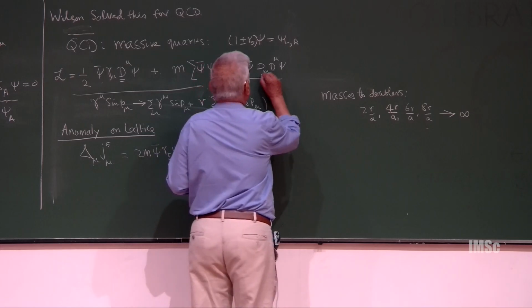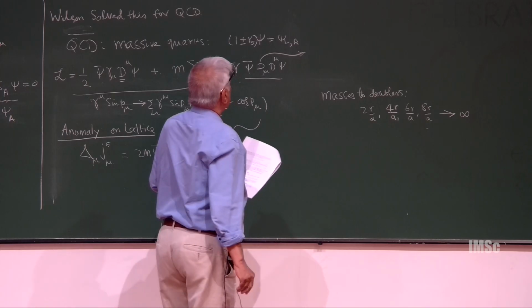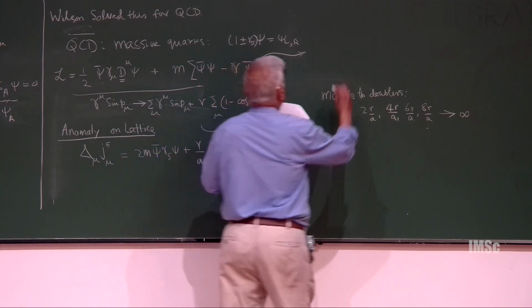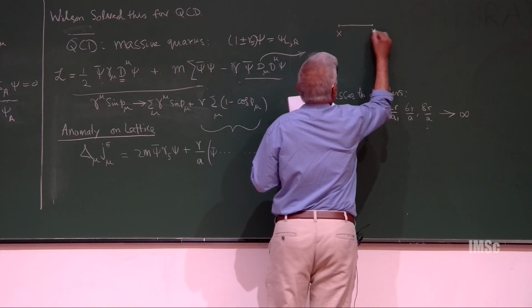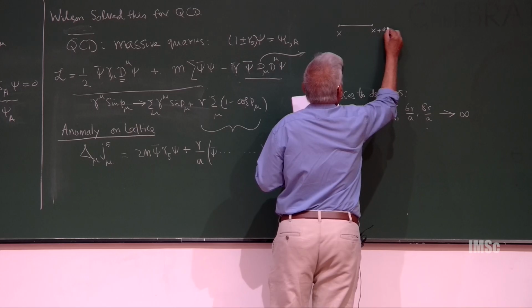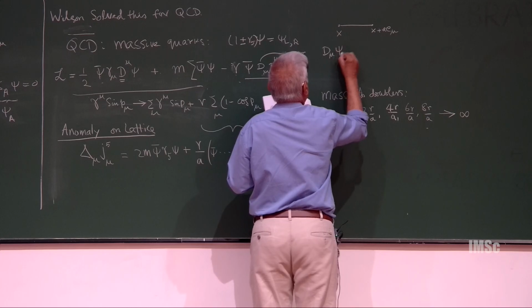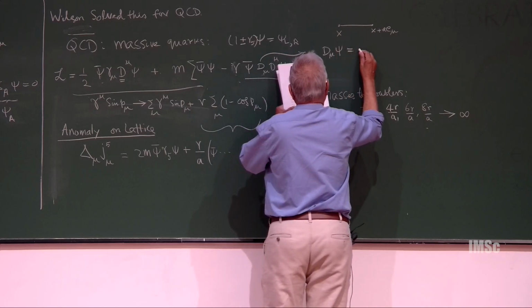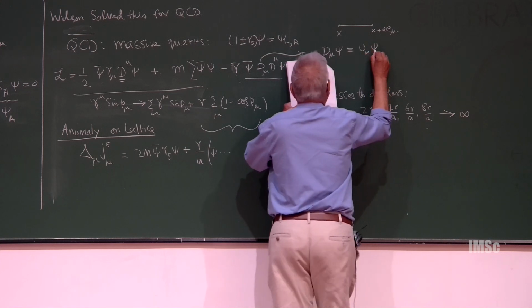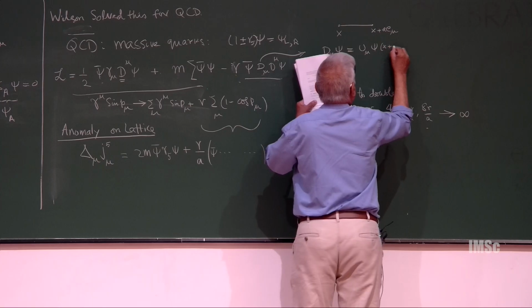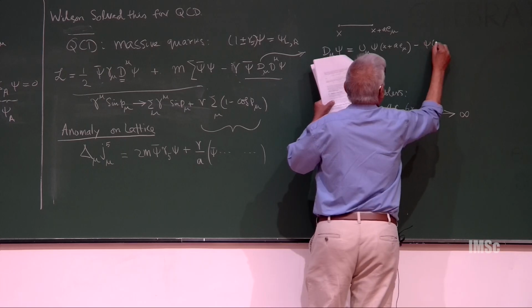and I must clarify what this d mu is in the Wilson mass term. So if you take an x and a neighboring point, d mu of psi is U mu psi of x plus a e mu minus psi of x.